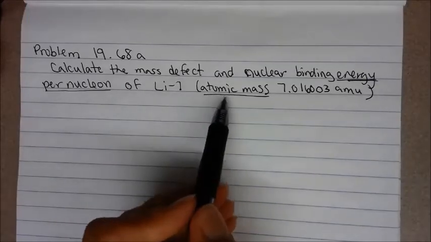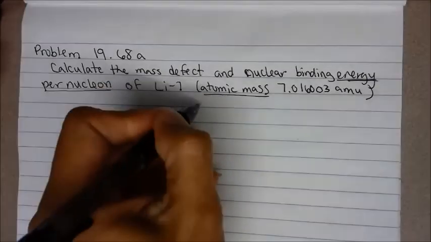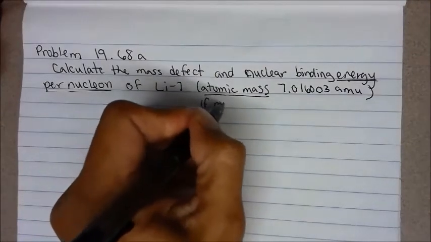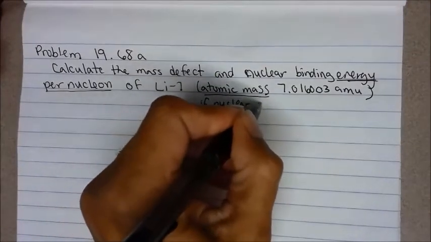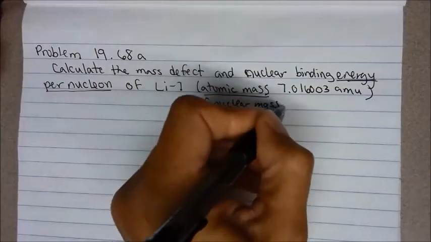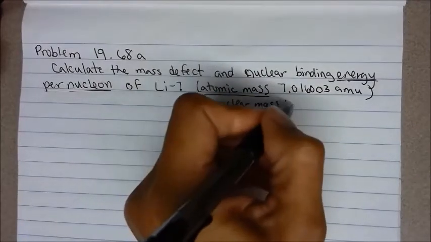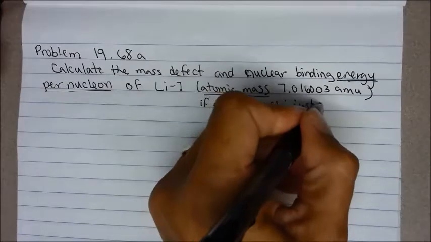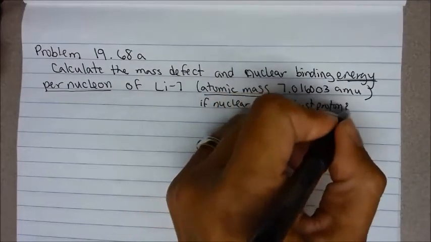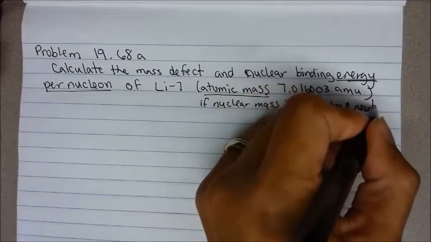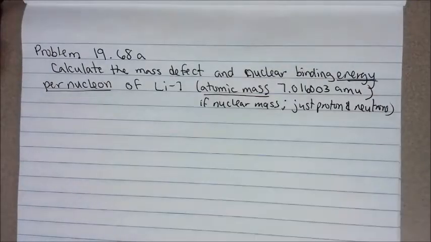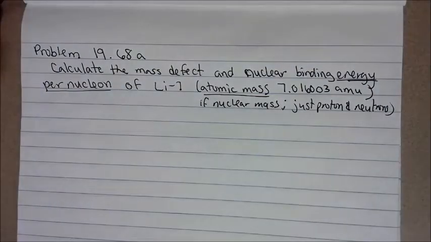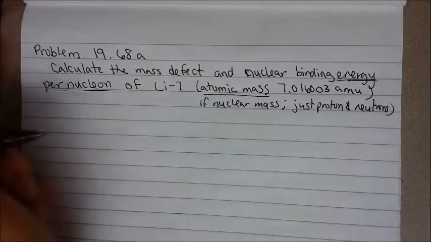Sometimes instead of atomic mass, a problem will give you nuclear mass. This is only the mass of the protons and neutrons. Since this problem uses the atomic mass, the first thing we need to do is figure out the change in mass between the subatomic particles and the mass of the atom as a whole.